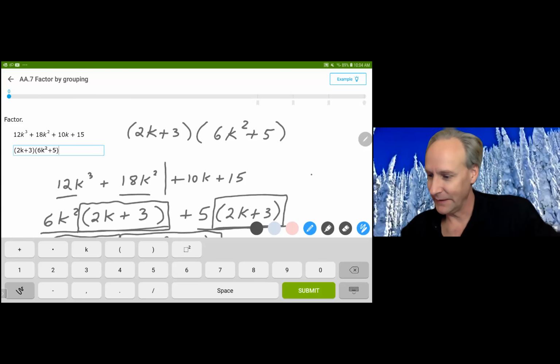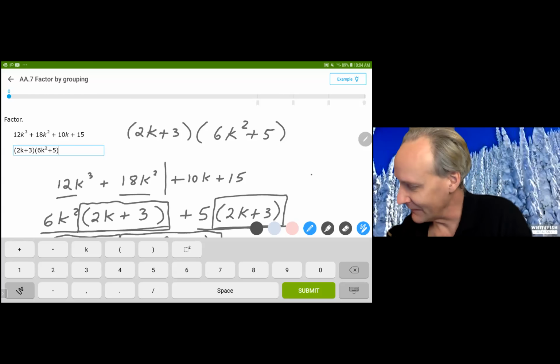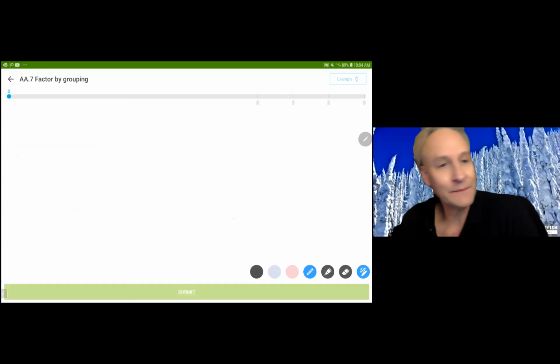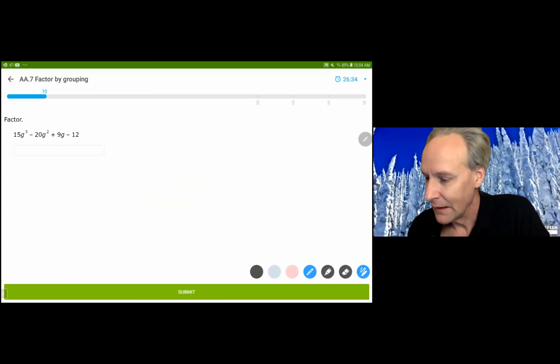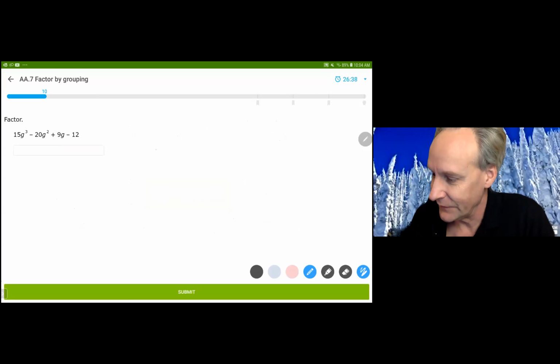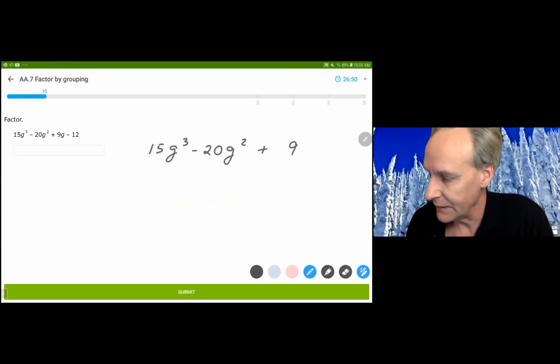And there's my pair. So I factored it, and there it is. So let's see what the next one says. Okay, we've got 4 terms. We split it up, and we see if it'll work. So I've got my 15g cubed. I'm going to put it up here so that it's a little easier to read. Minus 20g squared. And then we have a plus 9g minus 12.